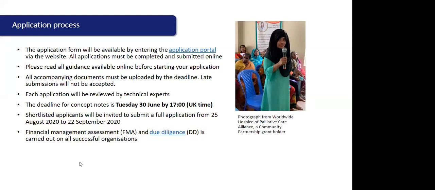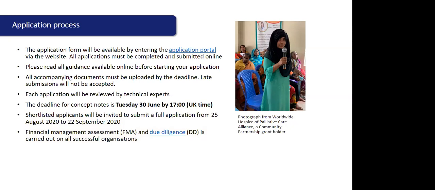So in terms of the application itself, you can access the application form via the UK Direct website. It's on the homepage. There's a login/apply button in the top right-hand corner. All applications have to be submitted via our online portal. We won't accept applications via any other mechanism.